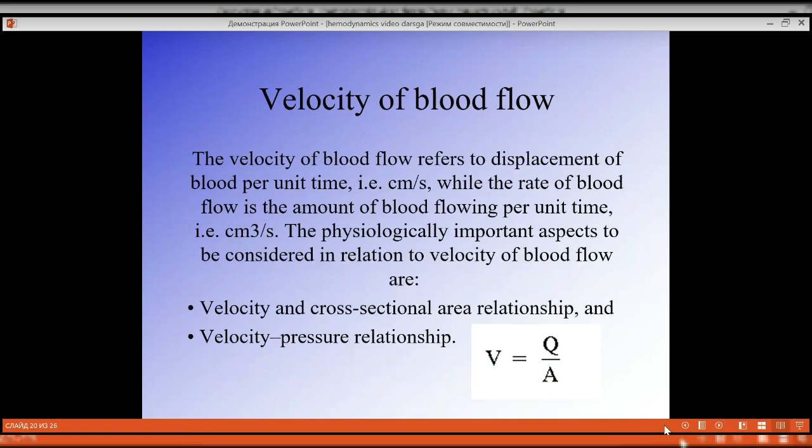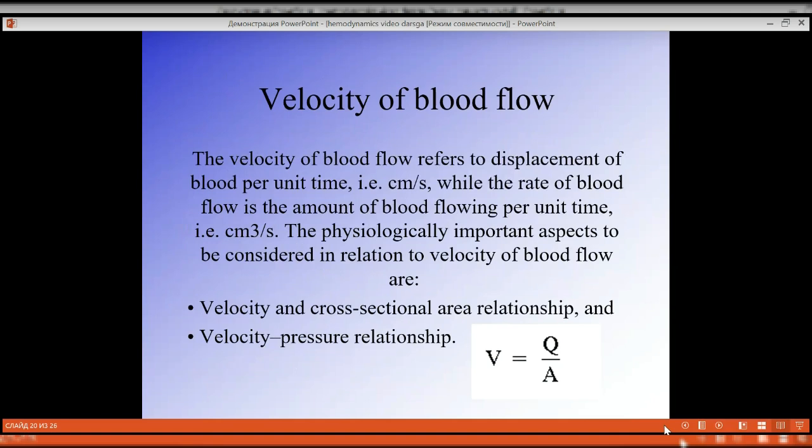Velocity of the blood flow. The velocity refers to displacement of blood per unit time, while the rate of blood flow is the amount of blood flowing per unit time. The physiologically important aspects to be considered in relation to velocity of blood flow are the velocity and cross-sectional area relationship and the velocity pressure relationship. From this formula, you can see velocity is proportional to the blood flow and inversely proportional to the cross-sectional area.